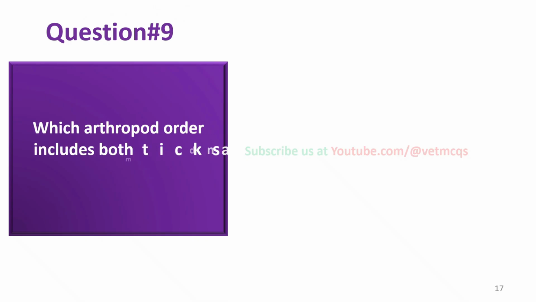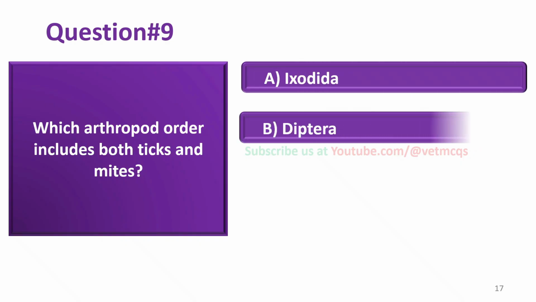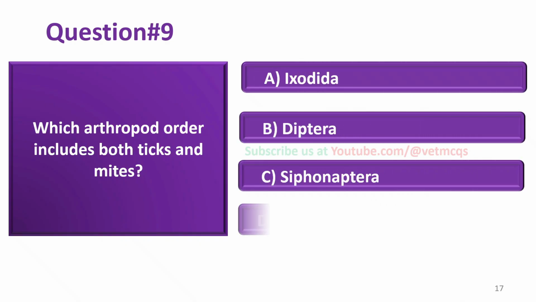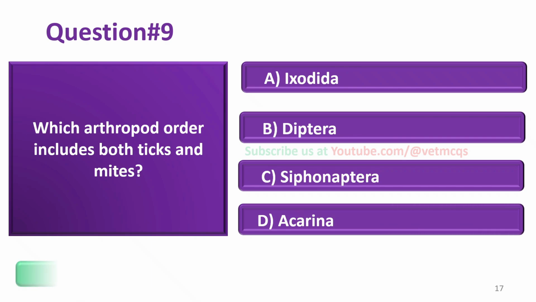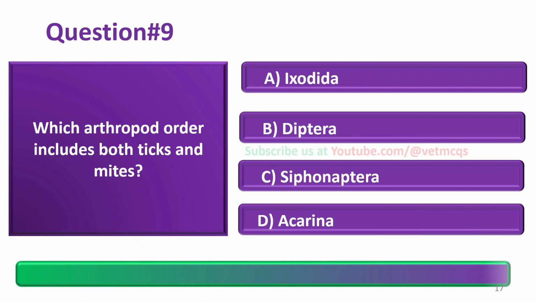Which arthropod order includes both ticks and mites? Ixodida, Diptera, Siphonaptera, Acarina. And the correct answer is option D, that is Acarina.